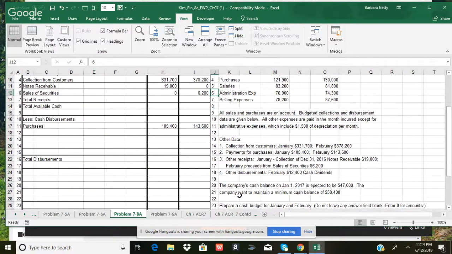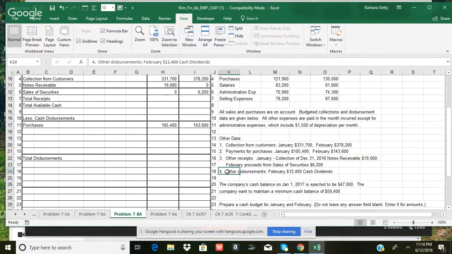We're going to keep going down, and it says on number 4, other disbursements. It says February, $12,400 for cash dividends. Now in here, we're going to add our, that would go under disbursements. We're going to add our disbursements, and we are going to put down at the bottom here, because it's one of our last ones, dividends.